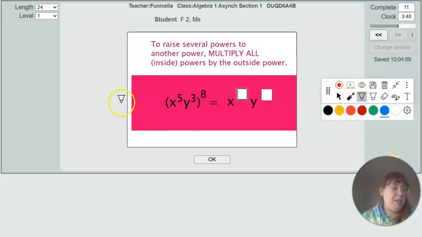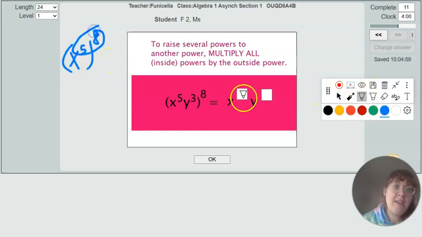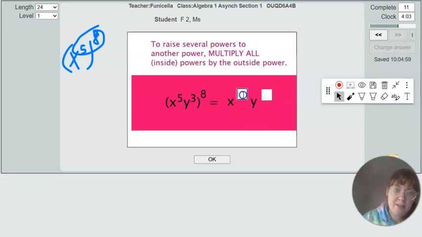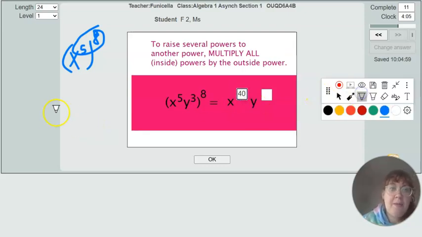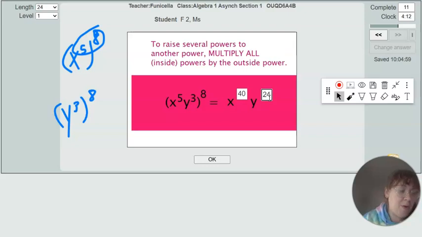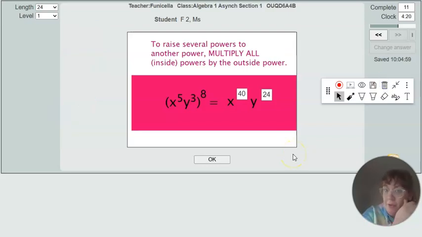Same thing for this next one. So we have an x to the fifth, and that's raised to the 8th power, which is going to be 5 times 8, which gets us an x to the 40th. And then we have a y cubed raised to the 8th power. 3 times 8 gets us 24. So we have an x to the 40th times y to the 24th. Beautiful. Hit OK when you're ready.